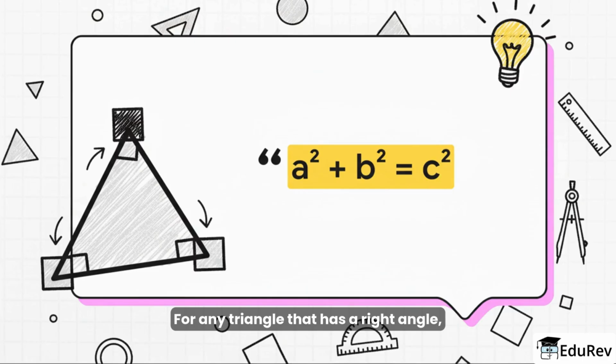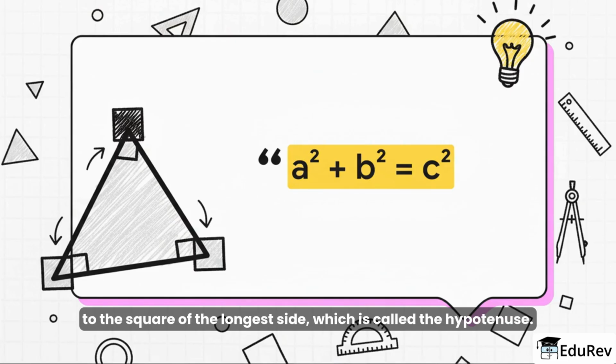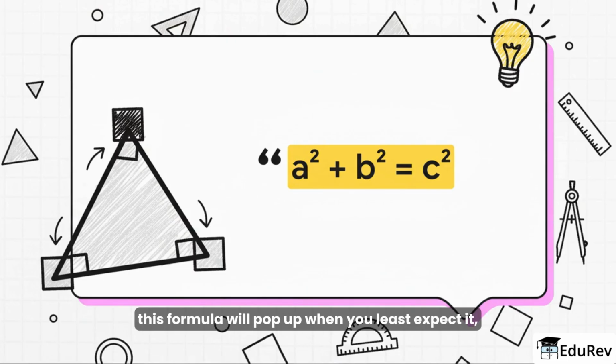For any triangle that has a right angle, this always works. The squares of the 2 shorter sides will always add up to the square of the longest side, which is called the hypotenuse. I'm telling you, this formula will pop up when you least expect it, so please make sure it's locked and loaded in your memory.